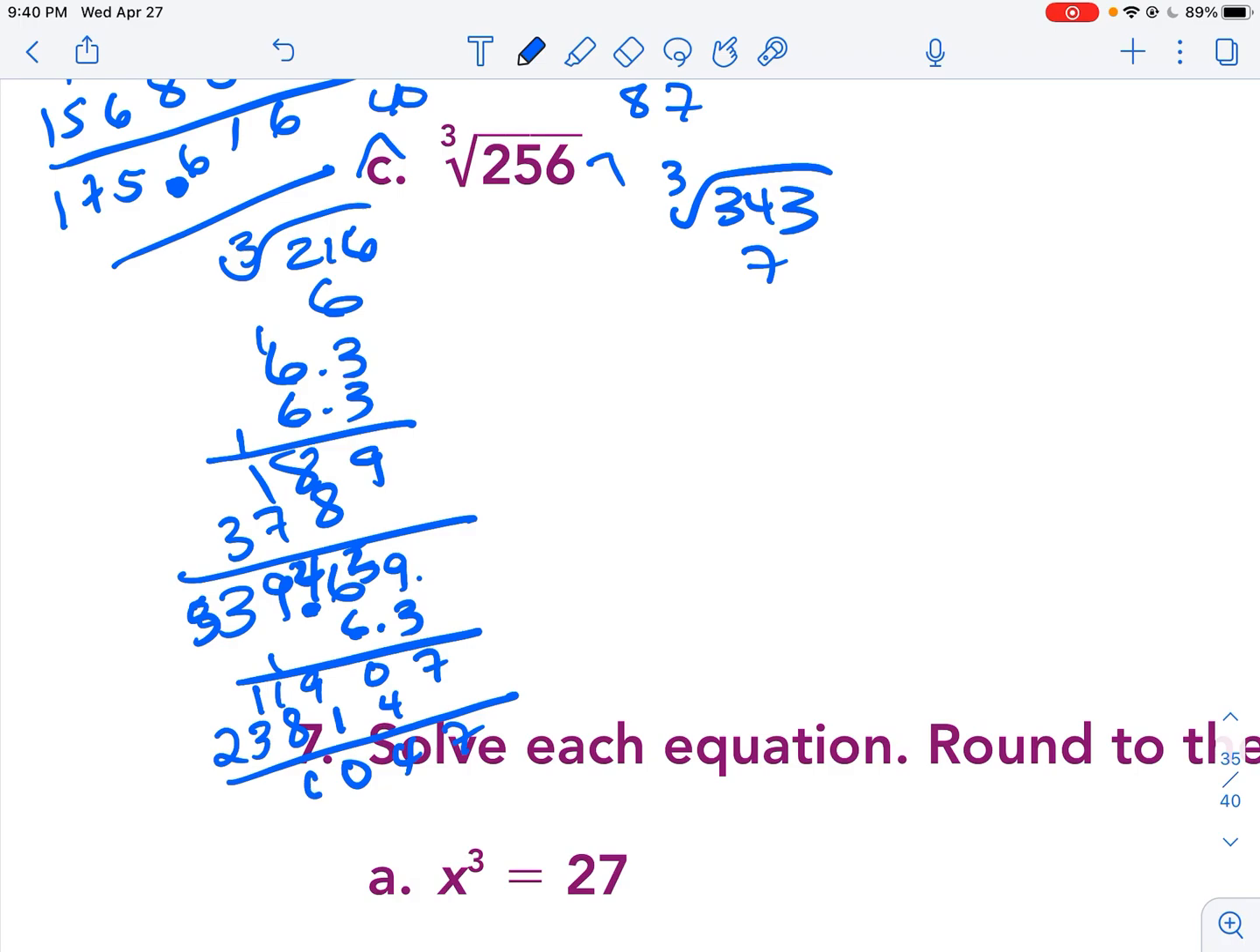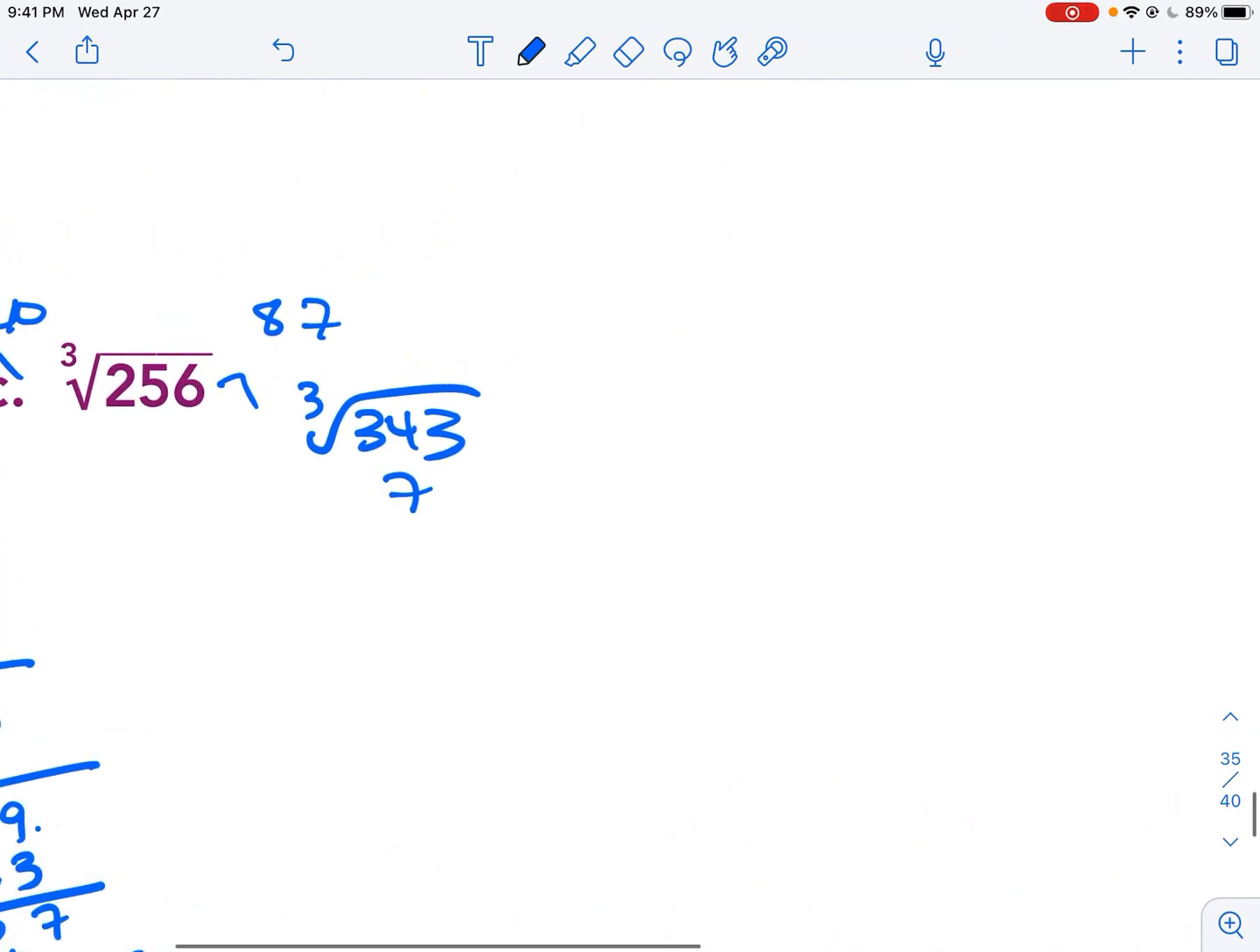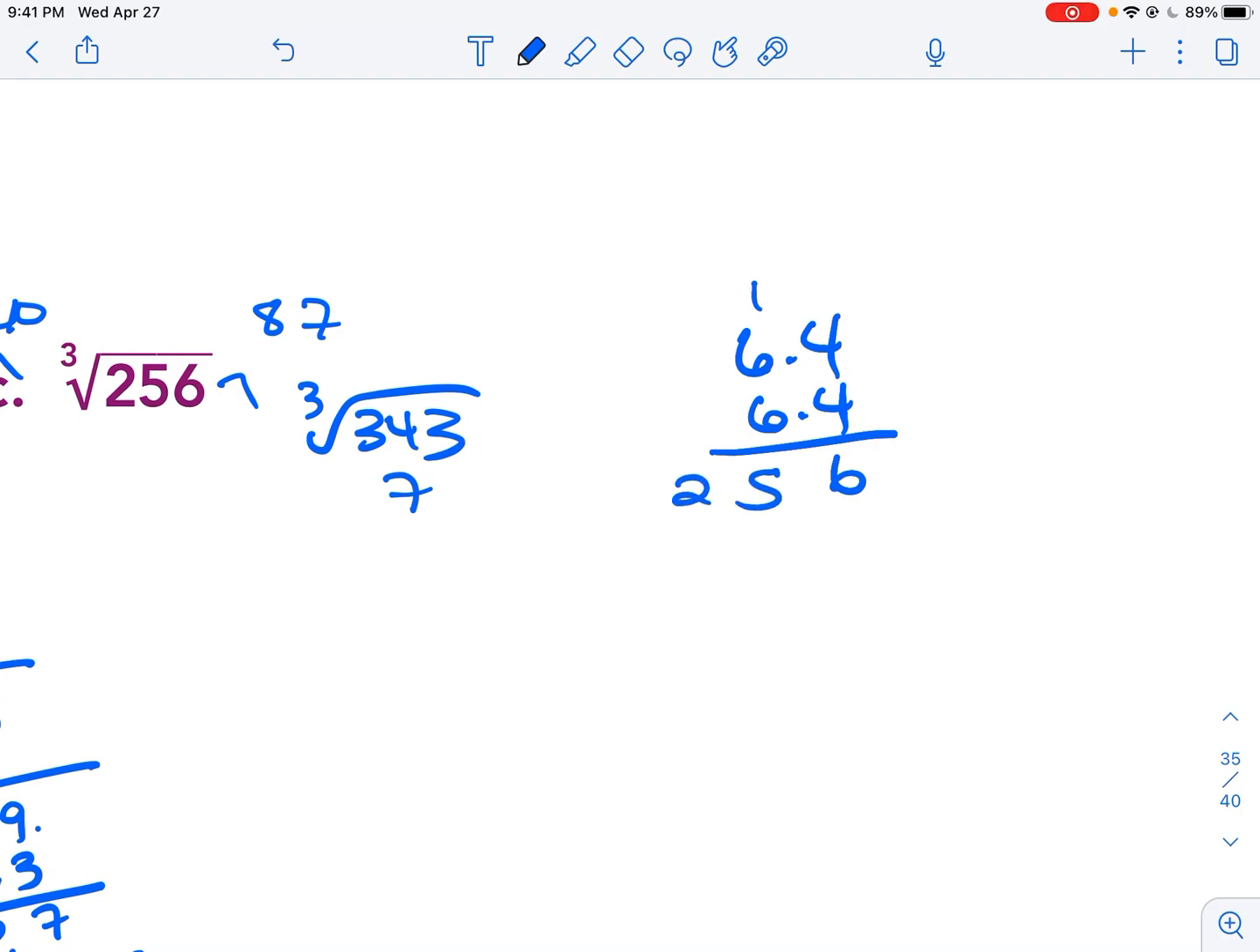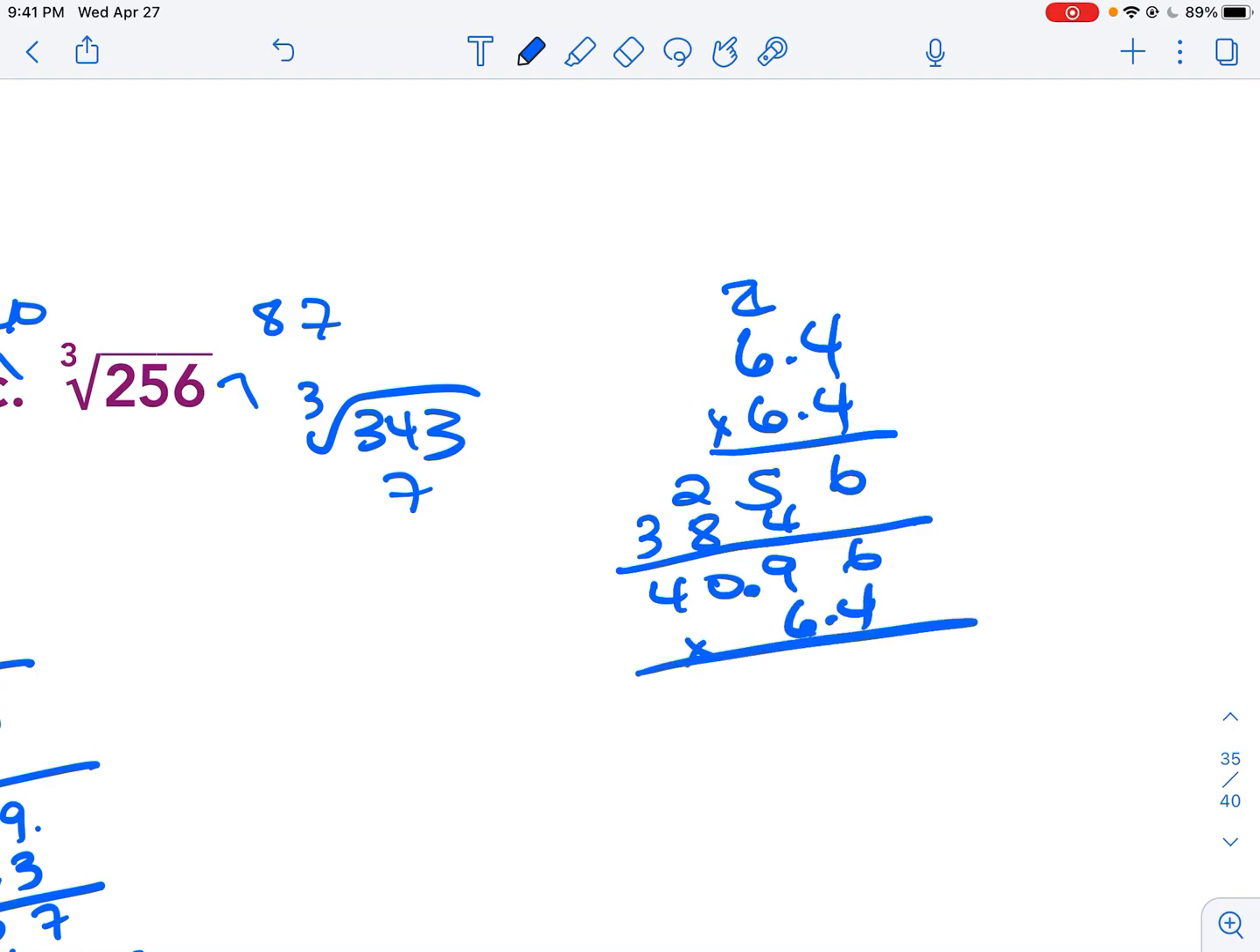7, 4, 0, 0, 5, 2. Ooh, it's 250. I better try 6.4. And we 16, that's 25. That's 24. 36, 38. 6, 9. 40.96 times 6.4.